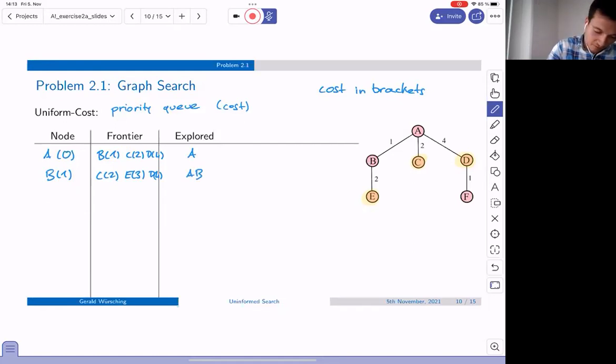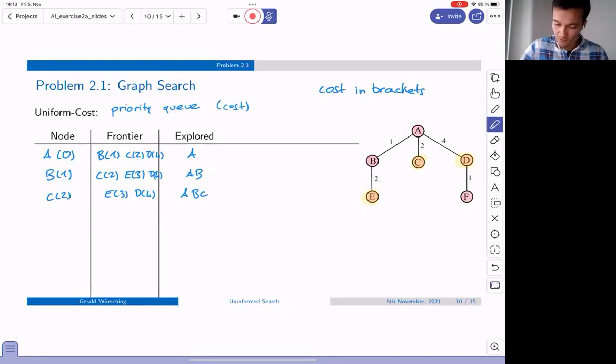Okay, then I'll just continue. It's basically the same thing like before. C2, we pick the one with the least cost. We take a look at the children node. We don't have any, so we just keep the frontier from the previous step. And we add C to our explored list or closed list. Somebody asked why E3, because we use the whole path cost. So we use 2 + 1, which is 3. Always the whole path cost, not the arc costs, basically.